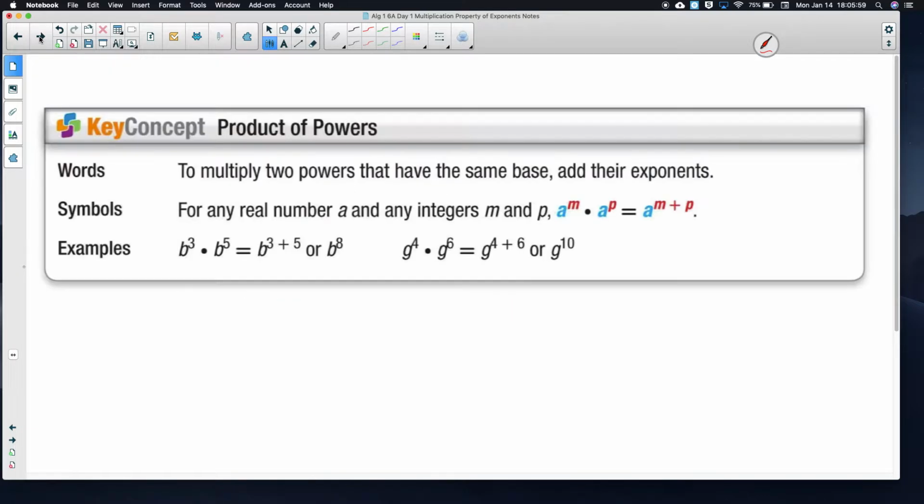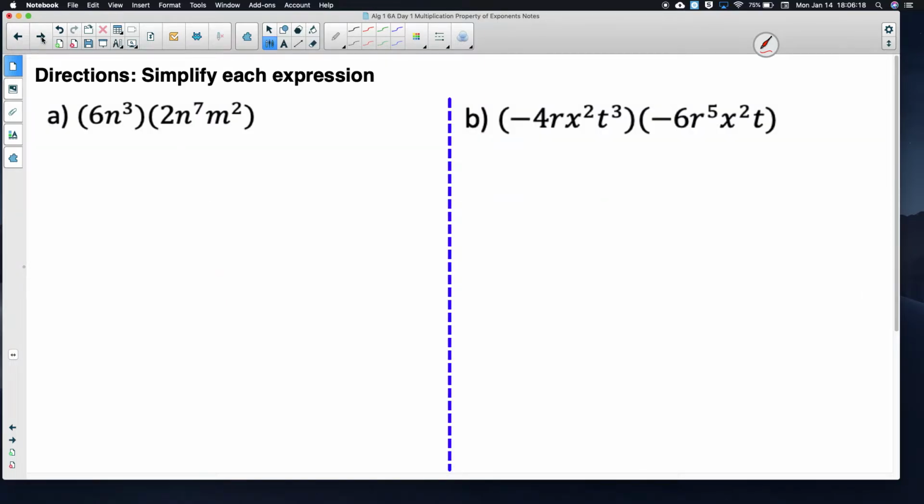And that is what this little chart, this little table, tells you in your notes. It's a little bit of math lingo, but it gives you a couple good examples that I want to make sure you look at. So if you have the same base, all you have to do is add the exponents to get the new one. Let's look at a couple of examples.